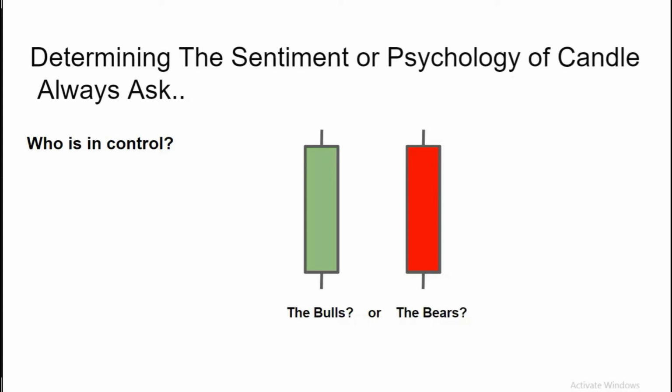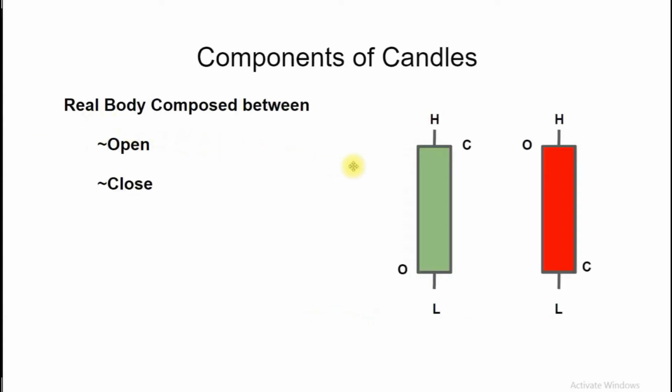First, let's take a look at the real body. As we learned in our previous lesson, the real body is composed between the opening and the closing price. Let's have a quick refresher. Here on the green bullish candle, the base of the body starts here at the opening price. The price goes up, and the closing price here is where the body ends. And on our red bearish candle example, we have the base of the body starting up here at the opening price, and then it drops to the closing price here to form the bottom of the real body.